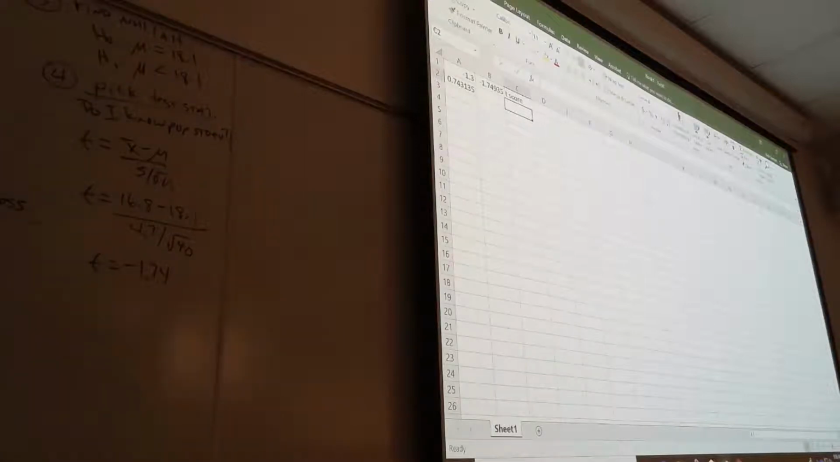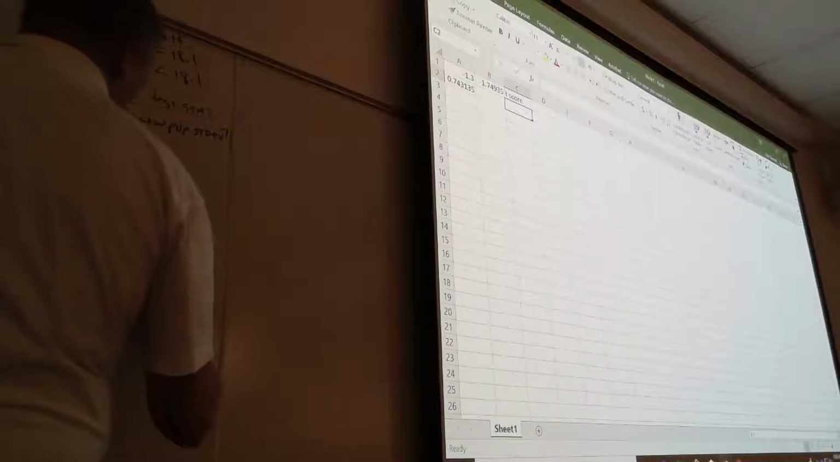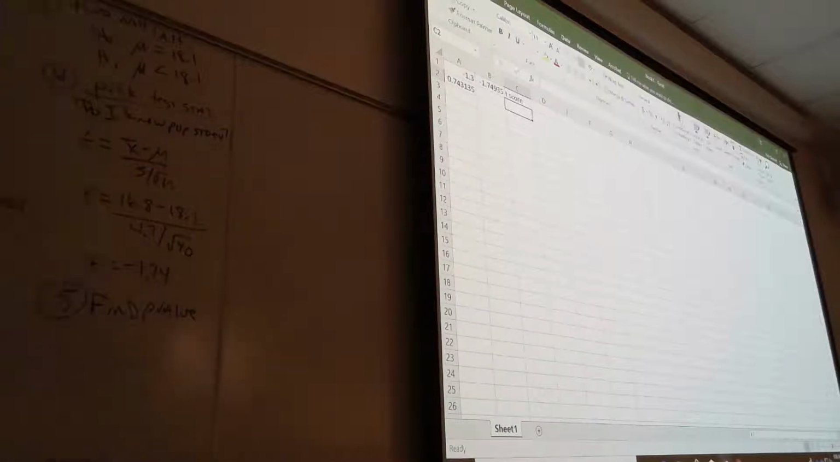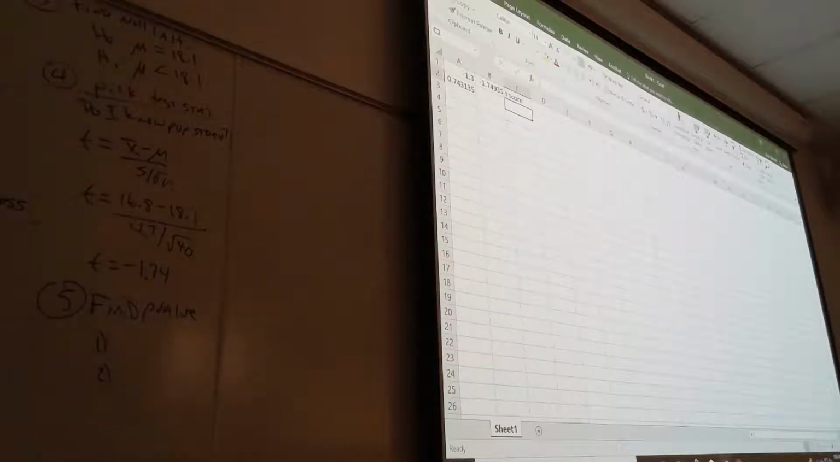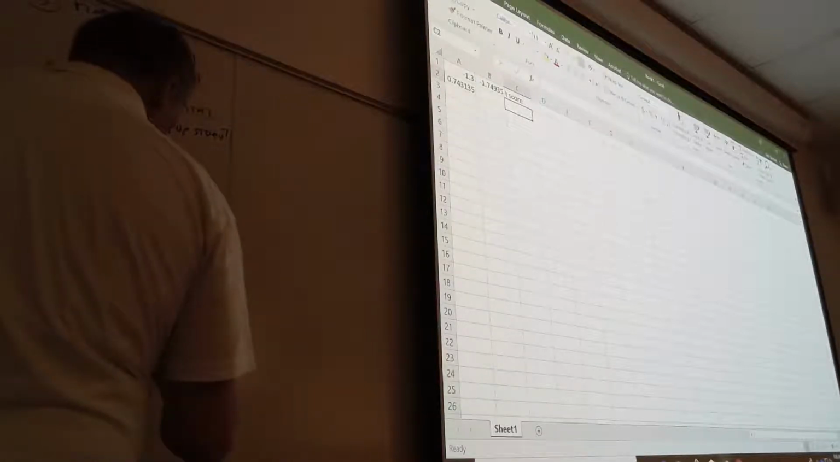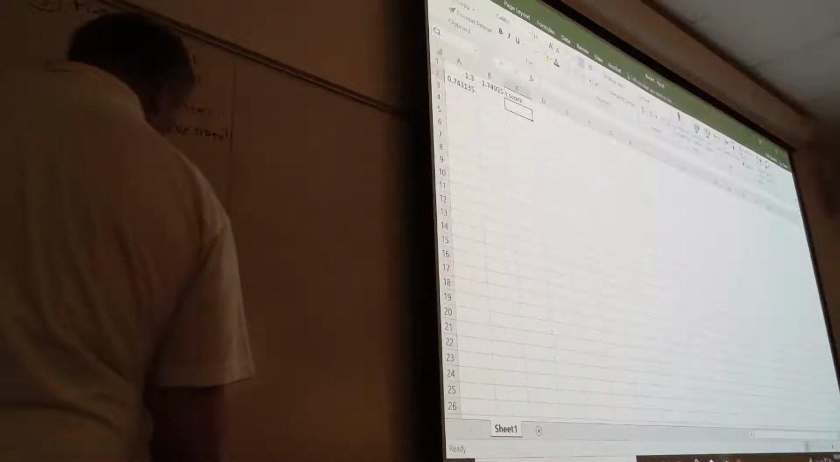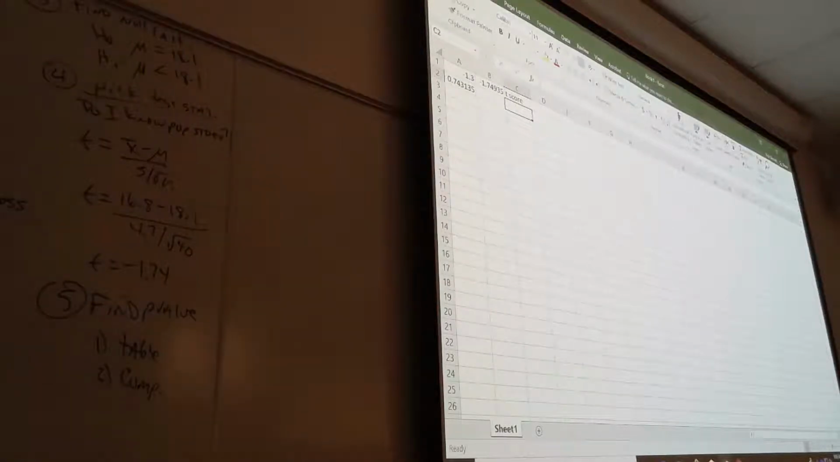What is step number 5, Carson? It's to find the p-value. And there's 2 ways to find the p-value. What are those 2 ways? You're going to need to know them both. Using the table or the computer program. We're going to do the table first.